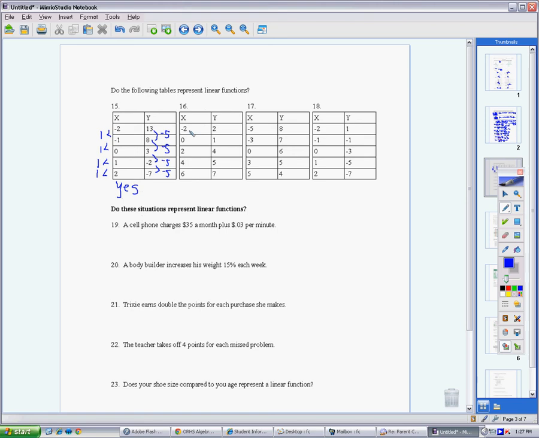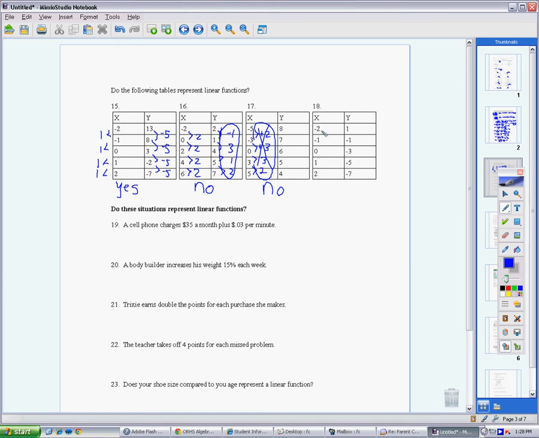Number 16, this goes up by 2, this goes up by 2, all of the x's go up by 2, this goes down by 1 and up by 3, up by 1, up by 2. Because these are not constant, this is not a linear function. Table 17, this goes up by 2, this goes up by 3, this goes up by 3, this goes up by 2. Because these are not constant, it is not a linear function.